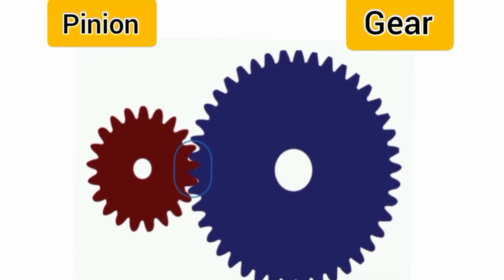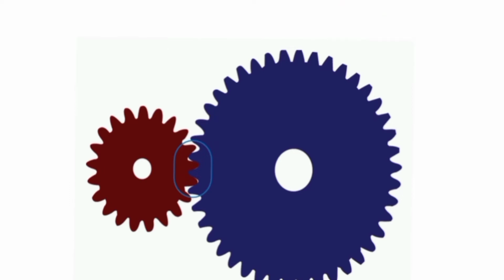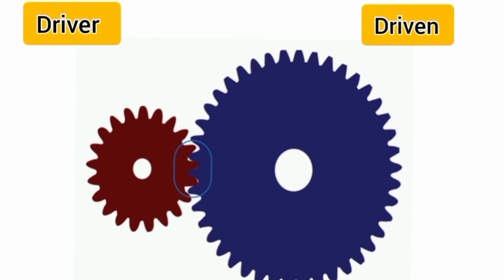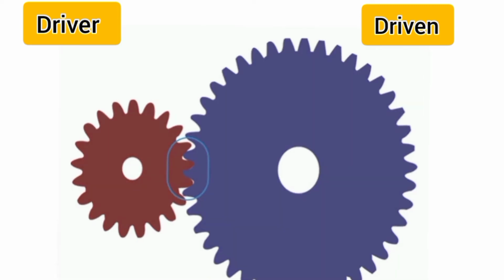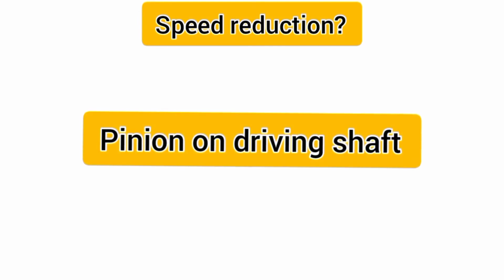When two gears are meshed, the smaller gear is called the pinion and the larger gear is called the gear. The gear connected with the motor shaft is called the driver gear and the gear connected with the machine shaft is called the driven gear. When the pinion is the driver, it results in speed reduction.